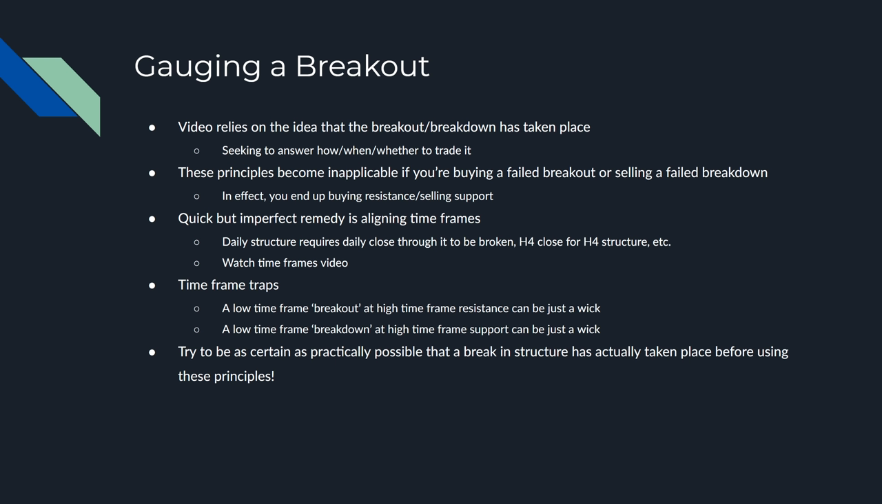So obviously we need to come up with some sort of heuristic to make sure that a valid or real or high probability break of structure has taken place before implementing the framework we've learned so far and are going to add weight to later in the video. So one quick way of doing that, and again, it's quick but imperfect, is by aligning timeframes, right? So if you've got a daily level of whatever, moving average, support resistance, market structure, use whatever you use, in order to filter a lot of the noise, you can simply opt for timeframe alignment.